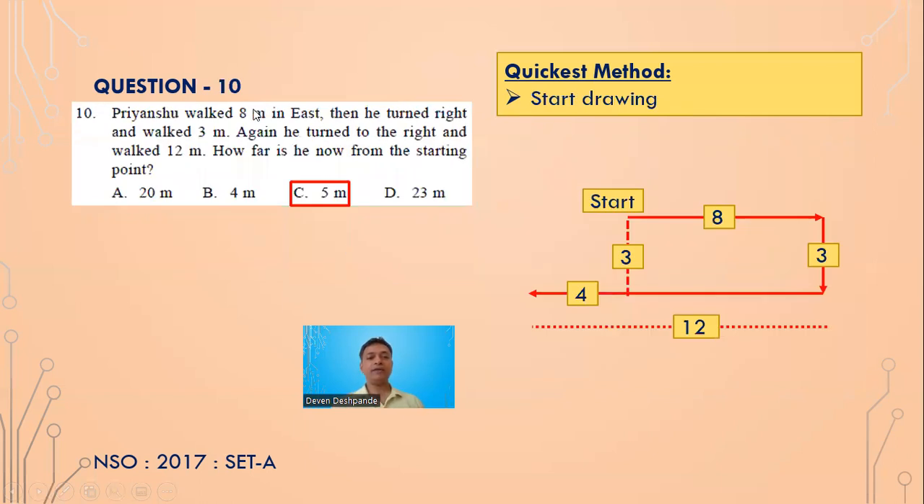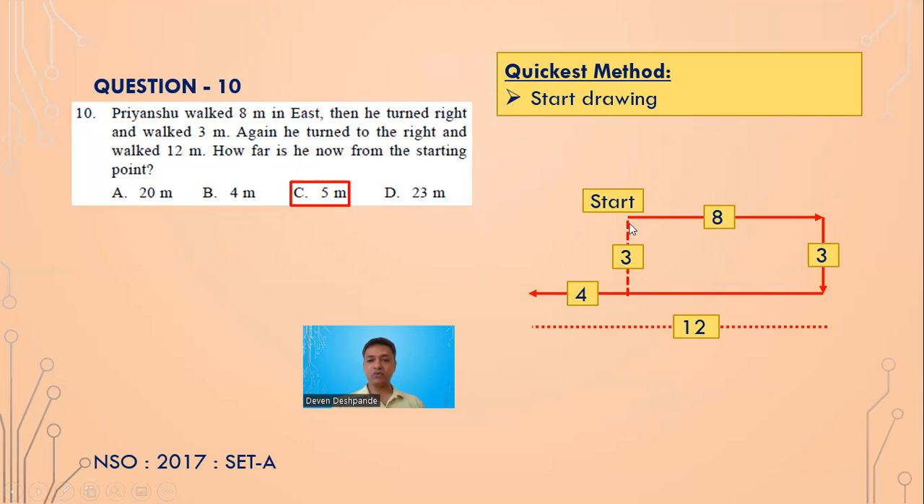Priyanshu walked 8 meters east, and then he turned right and walked 3 meters. So again, you have to start drawing in such questions. So start point, Priyanshu walked 8 meters east. Then again, he turned right here, walked 3 meters. Then again, he turns right here and walked 12 meters. Isn't it? So how far is he now from the start point? So start is here, end is here.